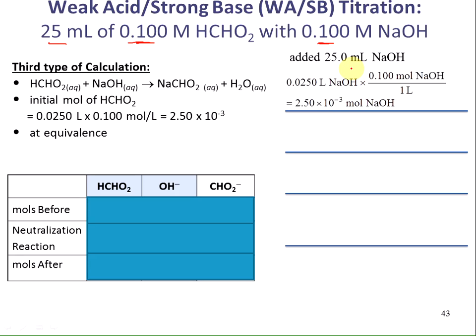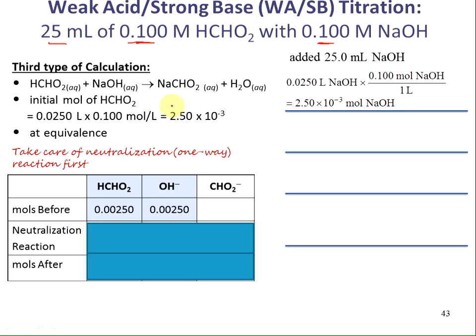So at the equivalence point, when 25 mL of sodium hydroxide is added, we have 2.5 times 10 to the minus 3rd moles of sodium hydroxide. And remember, this is the same amount of formic acid that was initially in the flask. So we have to take care of the neutralization reaction first. This is that one-way reaction. And remember, at the equivalence point, we have equal moles of the formic acid and the hydroxide. So we really don't have a limiting reagent. Both are kind of limiting our reaction.